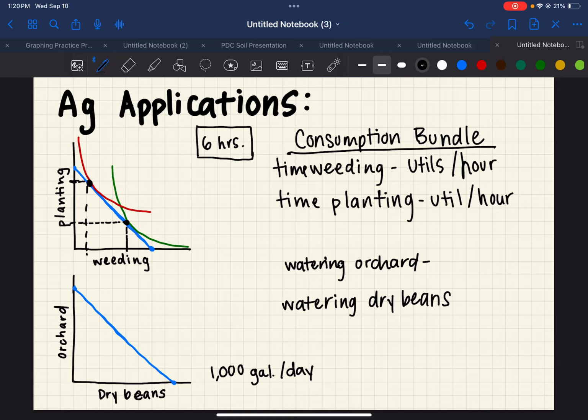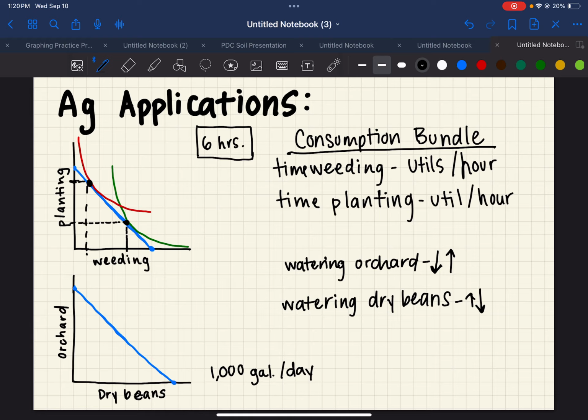And this might depend on different circumstances. Did you just water the orchard yesterday and it's been a week since you watered the dry beans? That would push your utils for dry beans up and your utils for orchard watering down. Is one crop a thirstier crop or does it have a greater water requirement than the other? Say the orchard needs more water than the dry beans. Your utils are going to go up for the orchard and they'll go down for the dry beans.